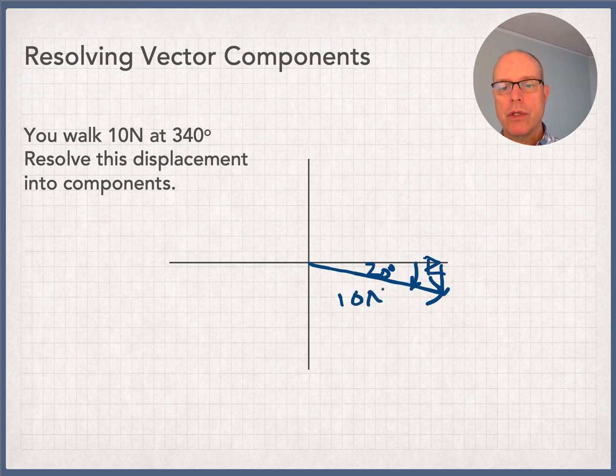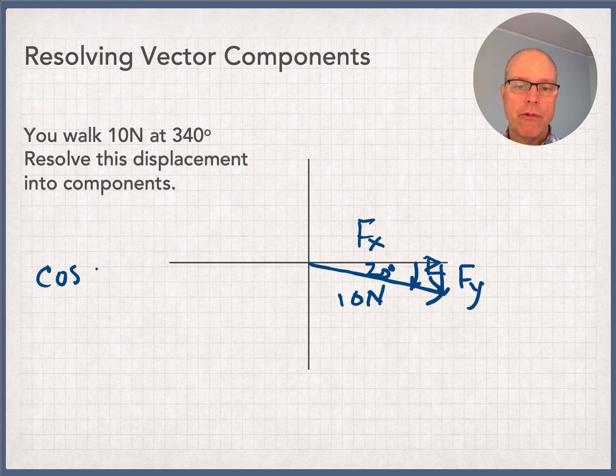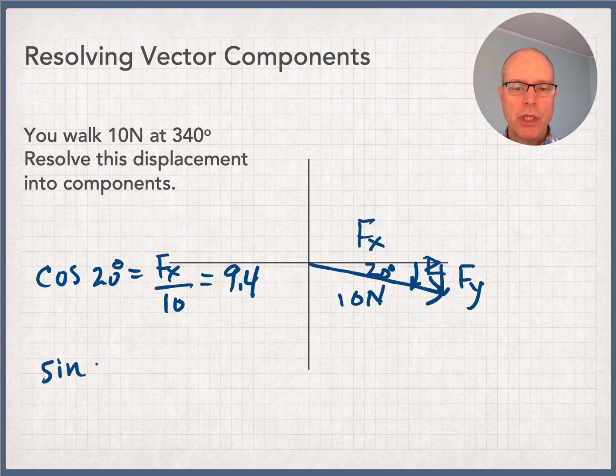So anyway, what we're going to have here, our resultant is 10 newtons. I'm going to call this component over here Fx. This component over here is Fy. And we're going to get to work with our trig. So Fx is going to be the adjacent of our triangle. So we'll start with cosine of 20 degrees equals adjacent, that's Fx, over hypotenuse, which is 10. And we'll go to the calculating machine, and I worked this one out before. That's 9.4. And then we're going to pull up the sine function, and the sine of 20 degrees is Fy over 10.